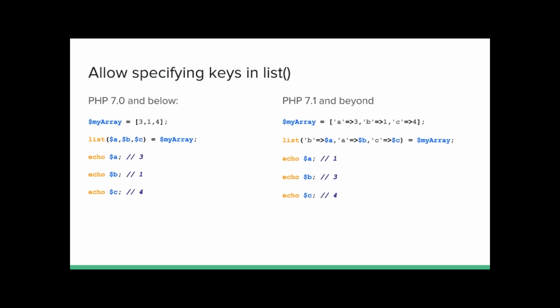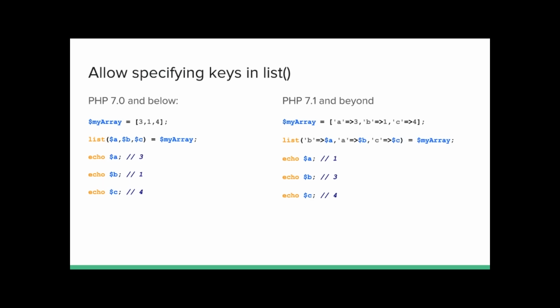Now, in PHP 7.1 and beyond, it works very similar, but I can take an associative array. So my array is now an associative array with A, B, and C being equal to the values 3, 1, and 4, respectively. And I can say list element B equals variable A, element A equals variable B, element C equals variable C, and I say my array, which is my source. And now if I echo out A, B, C, I get 1, 3, 4. So I've assigned specific keys, or used specific indexes from my array, for the values that I'm specifying.